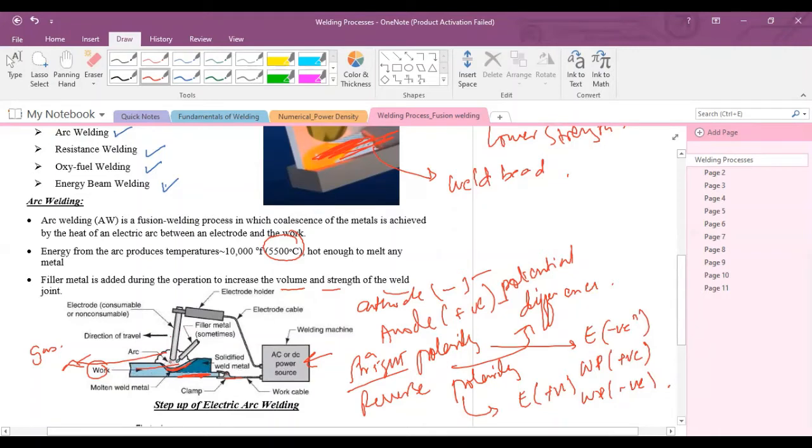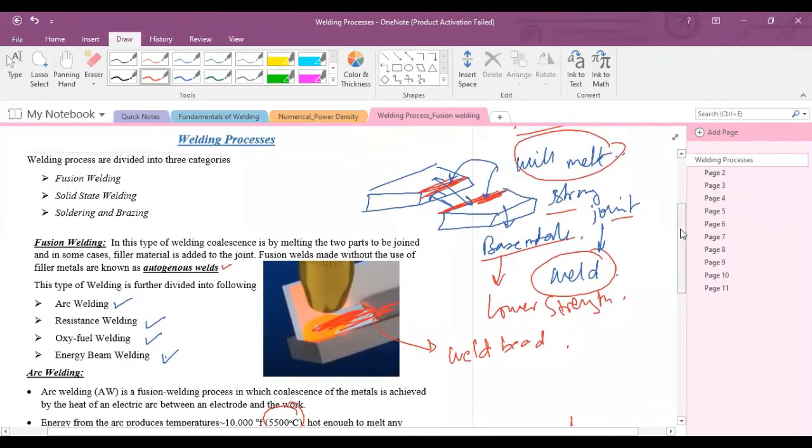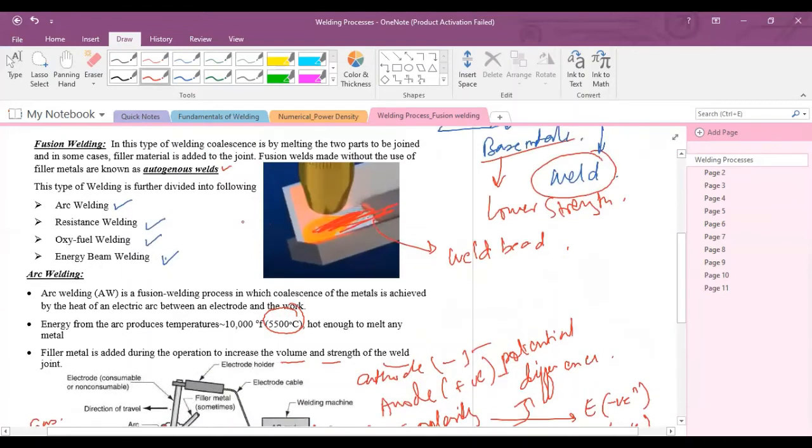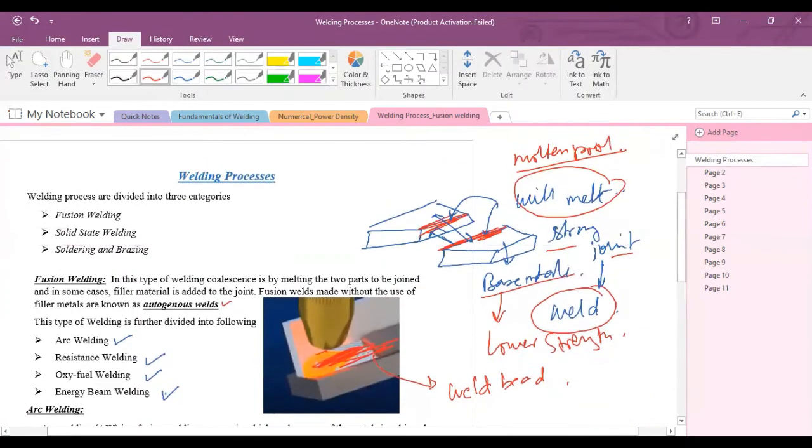There's an air gap. The arc will be produced, and this arc will generate heat, and this heat melts the base metal. After some time, when it solidifies, it will form a strong joint or weld between two base metals. If filler material is also added, as I have told you, it will increase the strength or the volume of the weld joint. This is the weld joint, meaning when two metals connect or fuse together, they form a weld at this junction.